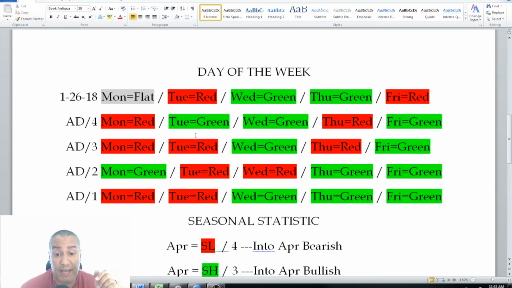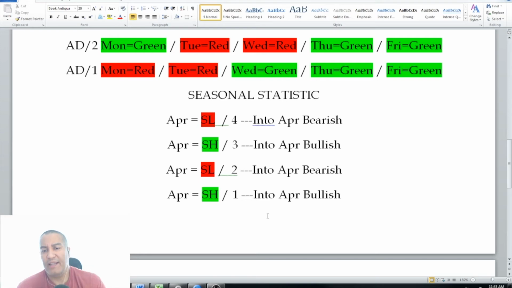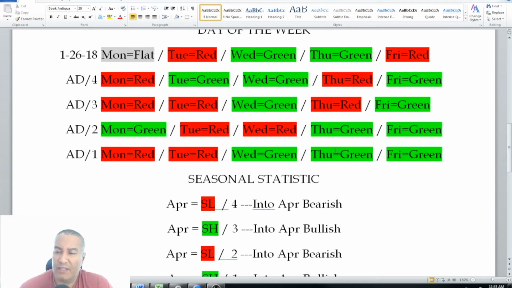Normally it's really red on Monday. Tuesday it's red. You can see that the Bears are more in control Monday and Tuesday. Wednesday, the Bulls, I'm sorry. Wednesday, the Bulls. Thursday, the Bulls, and Friday, the Bulls. Thursday, on the big picture, it's kind of mixed. You go either or. But Friday, normally the Bulls are more in control, and Wednesday.